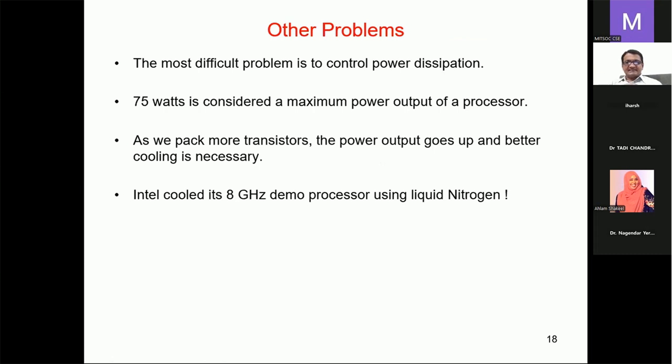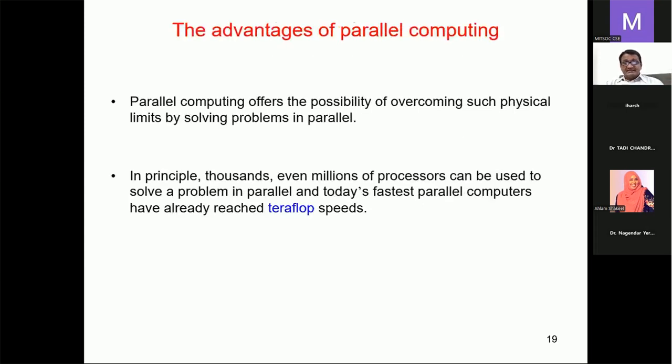Yes, right? So Intel cooled its 8 gigahertz demo processor using liquid nitrogen, but again, the affordability and cost of liquid nitrogen and the speed trade-off have to be balanced. Also, the manufacturer has to ensure that the entire unit is affordable for a common user. Are you getting it, all of you? Right? So this is fine.